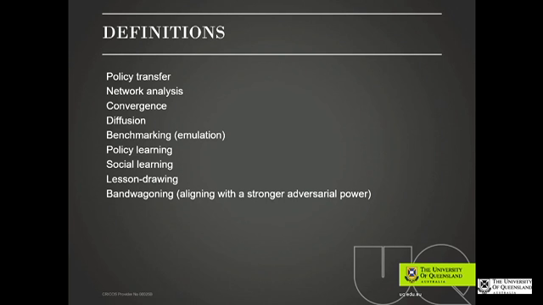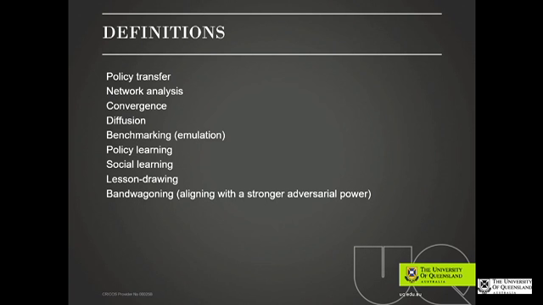Then another type of policy transfer is what we call diffusion, which is transfer, but it's not a voluntary transfer. It's not as if someone made a specific effort to transfer a policy. It's more just the way ideas travel, you know, via the internet. People go to conferences, hear about this and that, try to apply it in their own country. So it's a more natural process of transfer. That's what diffusion is.